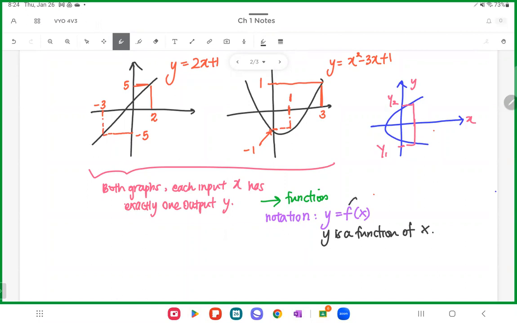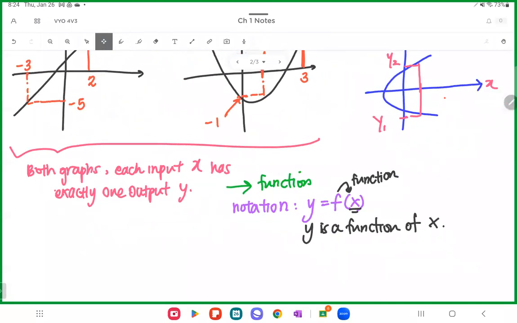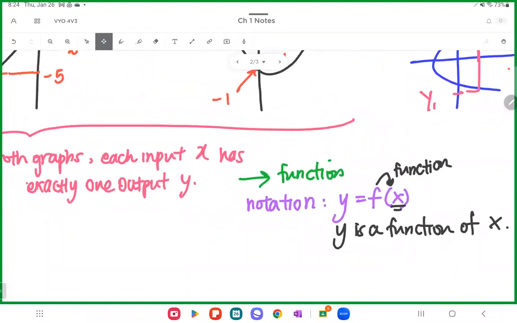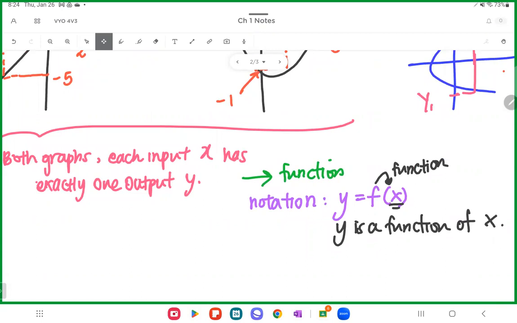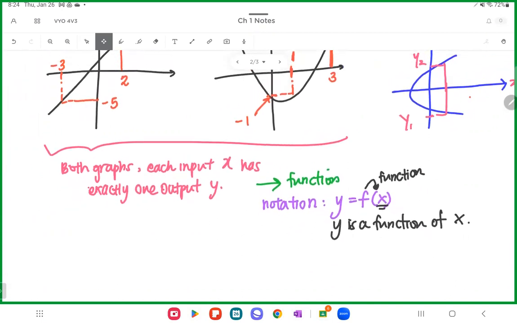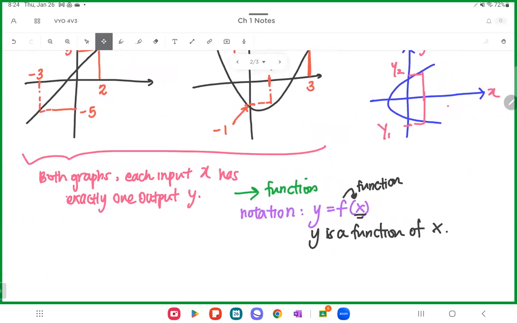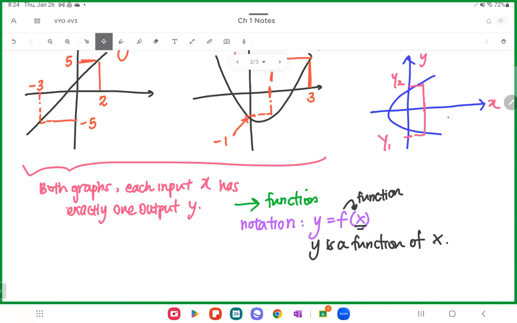So the f with brackets is called a function, with unknown x within. Is it too small? Okay, function of x. As of now, you shouldn't be seeing the blue graphs yet.